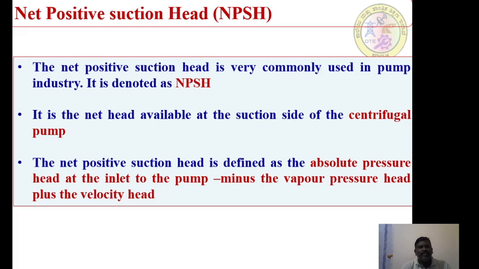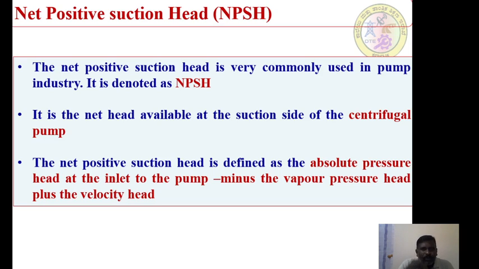The next one is the net positive suction head. As far as a centrifugal pump is concerned, there are different heads available in the system. It may be a suction head, a delivery head, a manometric head, and at the same time we have a suction head at the inlet of the centrifugal pump. What is this net positive suction head? It is very commonly used in pump industries. It is denoted as NPSH.